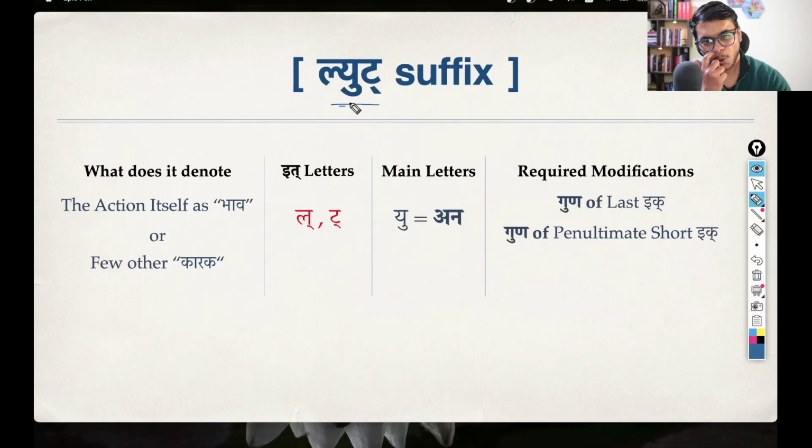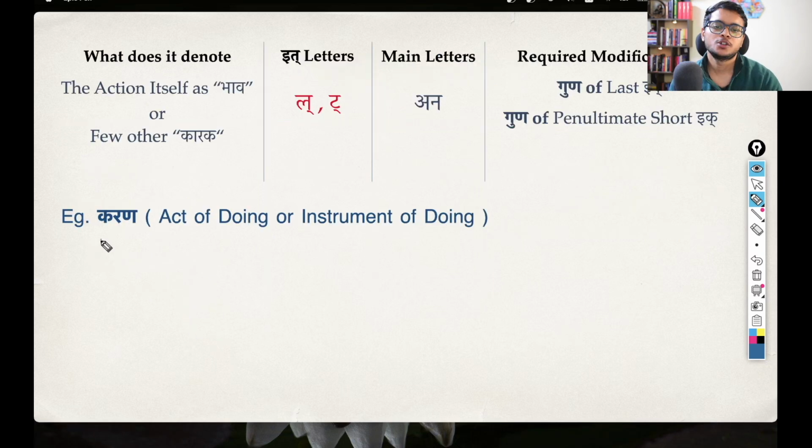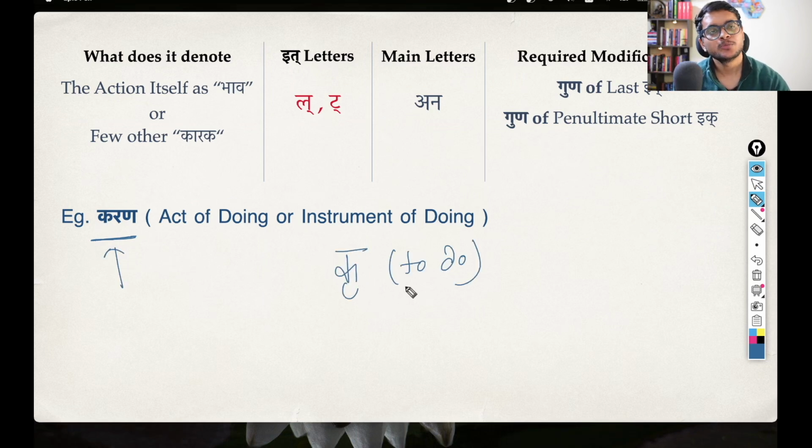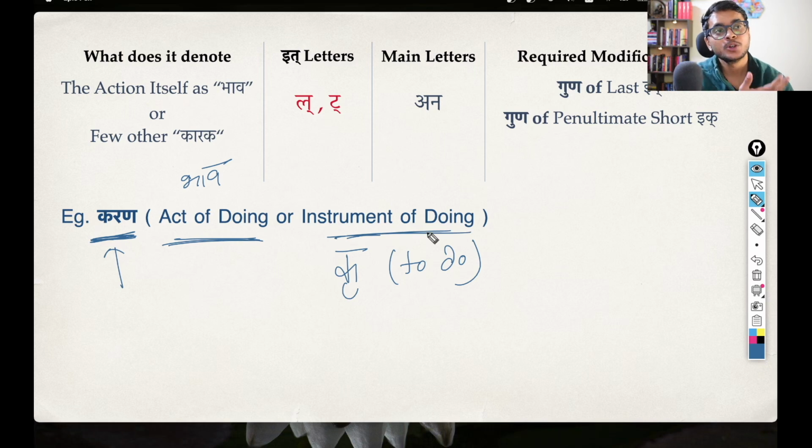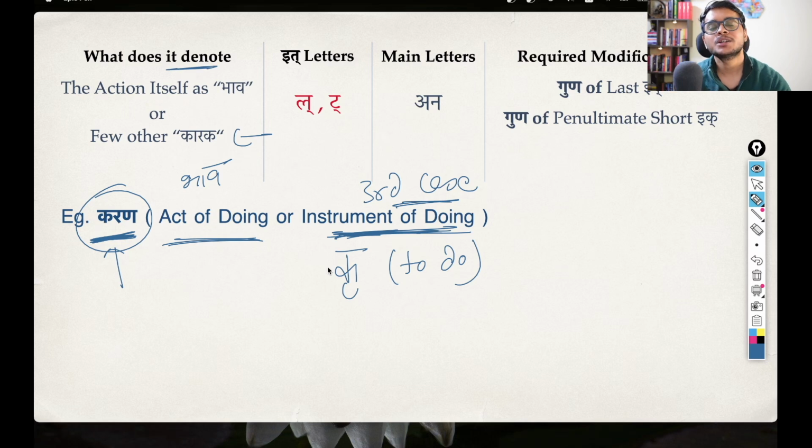Okay, so far all the examples that we took was with this meaning, the action itself, the bhava. But now let us see few examples where we are using few other karakas. We are creating a pratipadika with the meaning of other karakas as well. So for example, let us see this word karana. Okay, so karana, this as you can guess is coming from kri dhatu. Kri dhatu means to do, so the act of doing. This is the bhava, right? Okay, but this karana can also give the meaning of instrument of doing, something through which we do something else. And that is all we mean with this line, that it can denote few other karakas as well.